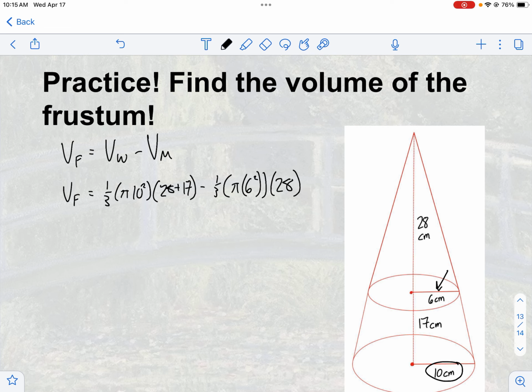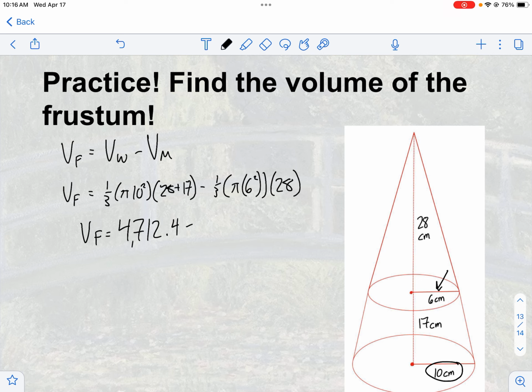Let's go ahead and multiply some stuff out. I got 1/3 times 100 pi times 28 plus 17. I think that's like, what, 45? Seems like 45. I got 4,712.4. I'm just rounding that, not in my calculator, just in my work.